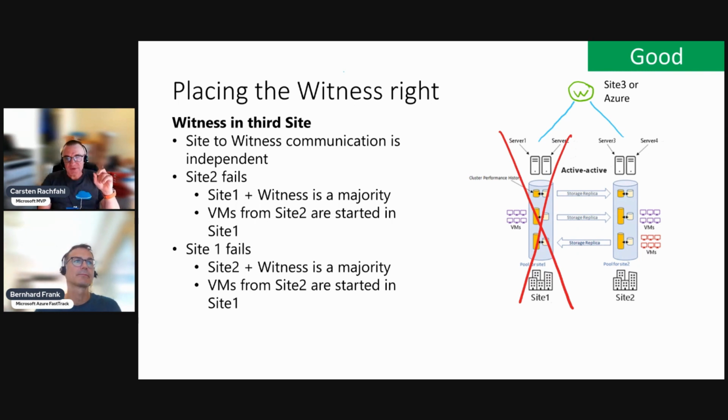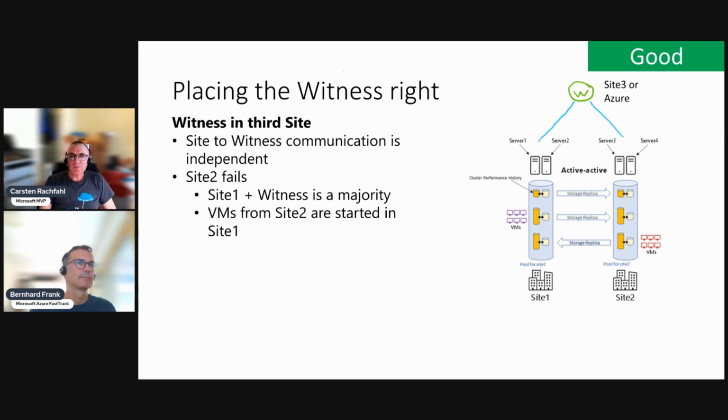I want to add something about the witness not being inside side 1 or side 2. If you talk with people about it, it's obvious. You understand it because if the witness is gone when that site fails, we explained it. But it was also very important that we have an independent connection to the other side.